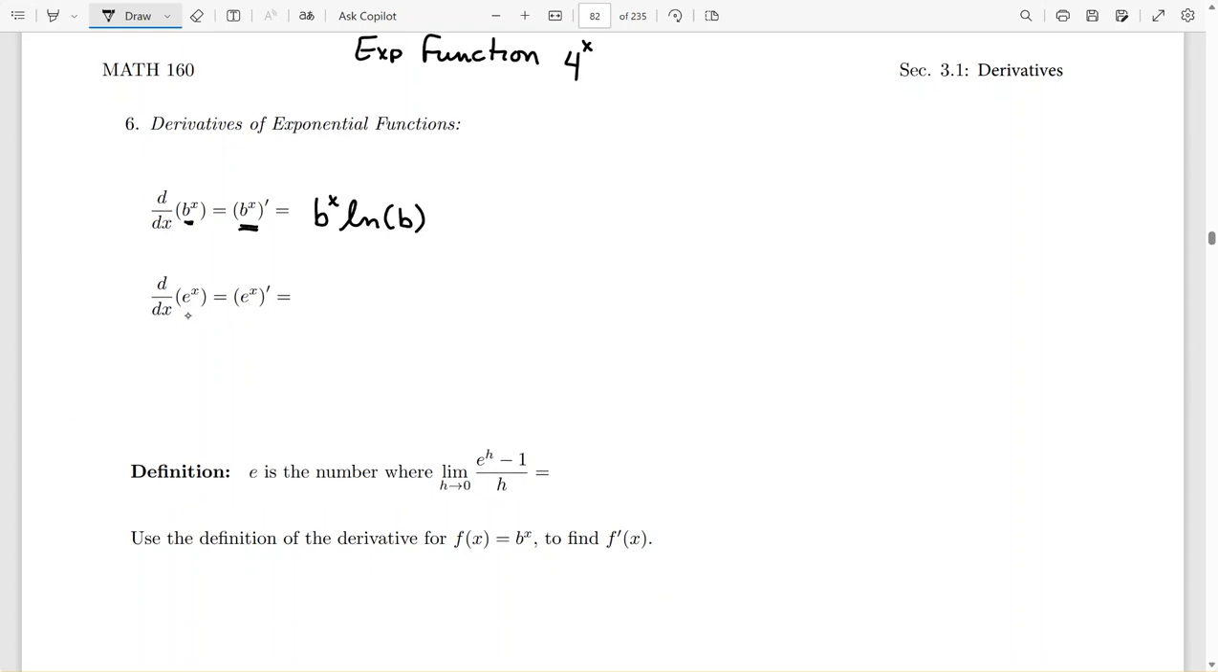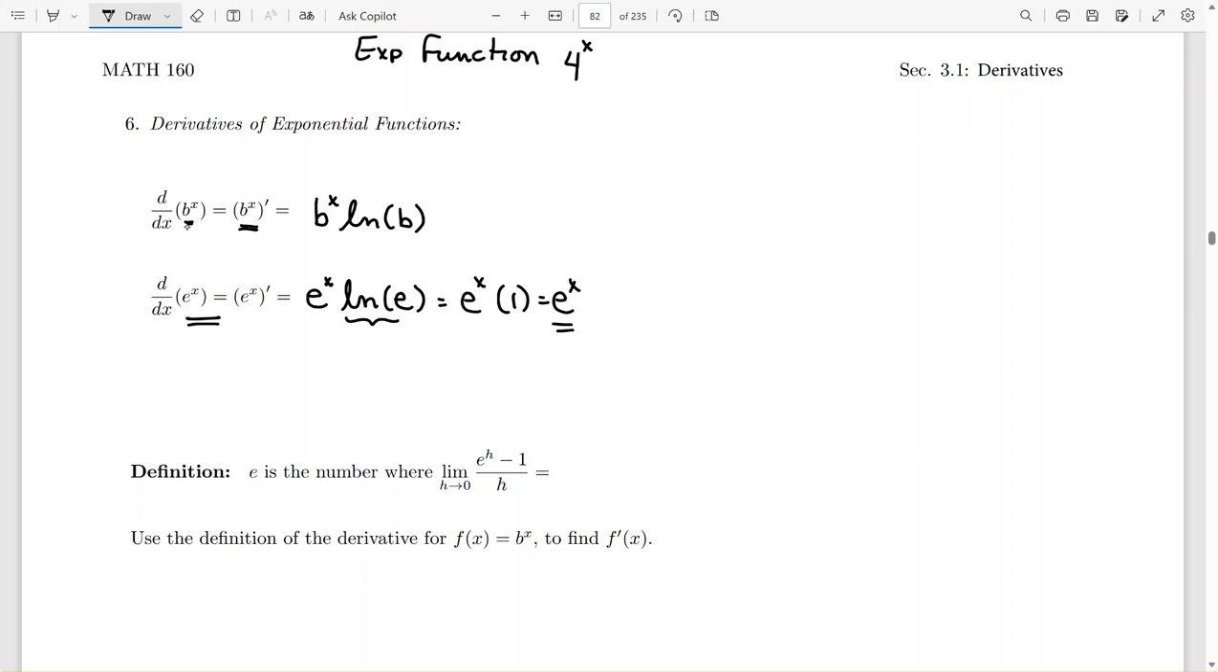A more familiar exponential function is e to the x. The derivative of e to the x, kind of following the same pattern, is e to the x natural log of e. But if you remember a little bit of algebra, or if you don't, type it into your calculator, the natural log of e is just the number 1. So this is just going to be e to the x times 1, or e to the x. So the derivative of e to the x is e to the x.